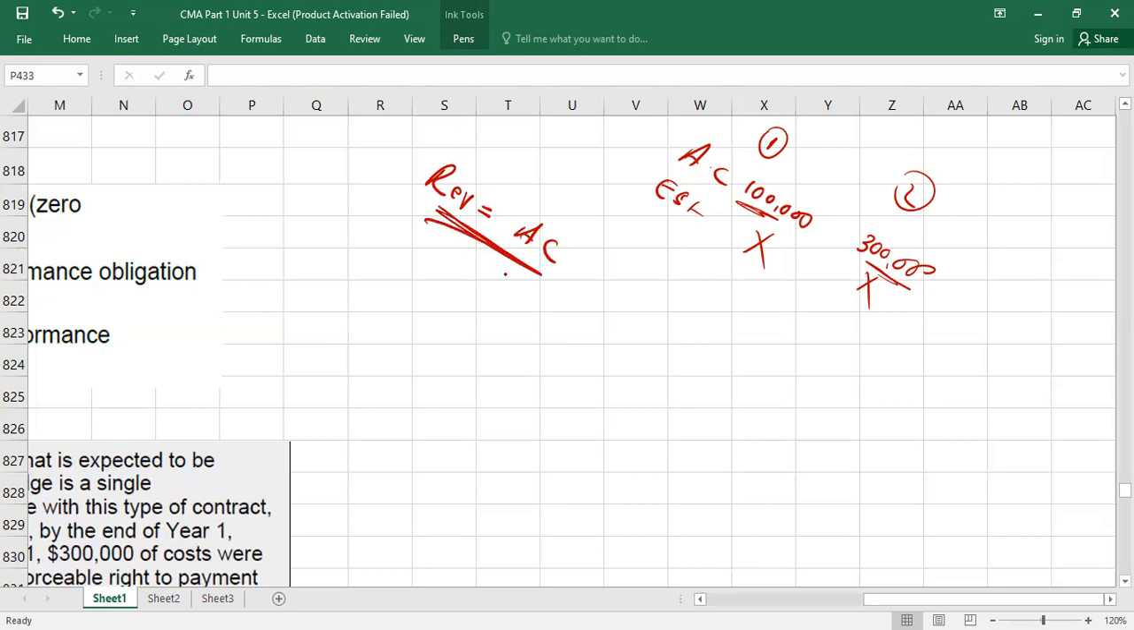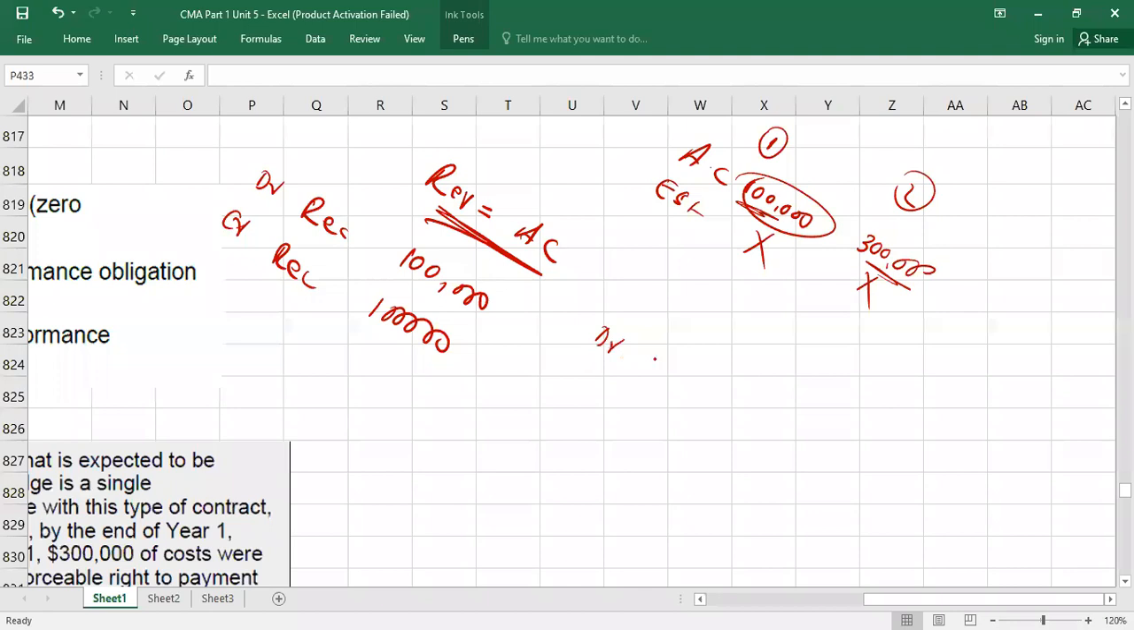2 entries you can pass. For revenue, what entry you can pass? Debit receivables or contract asset. I'm not going into that debate when receivable will be booked. When contract asset, that I will tell you after a few minutes only. So let's assume it's receivables, debit receivables, and credit what? Revenue. And I will book equal to the actual cost. In first year, how much it is? 100,000.